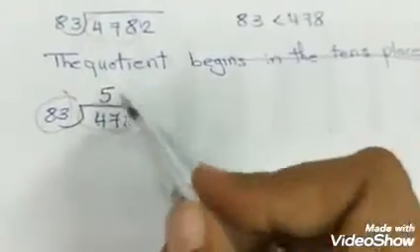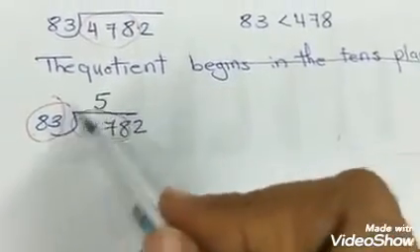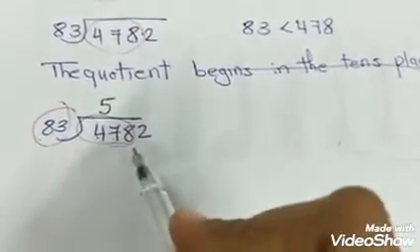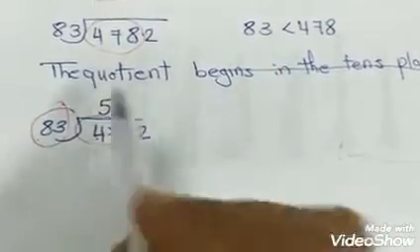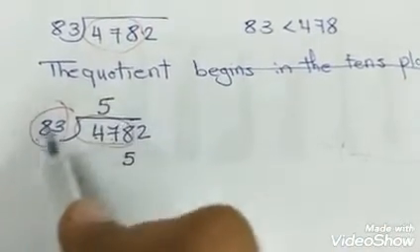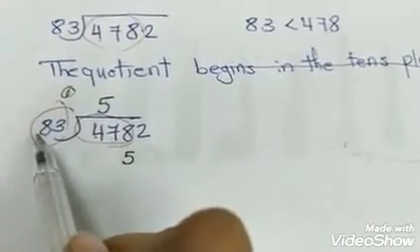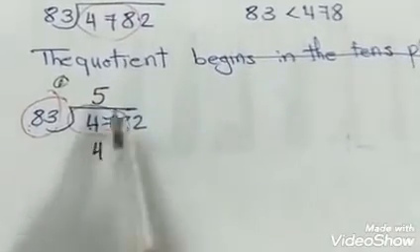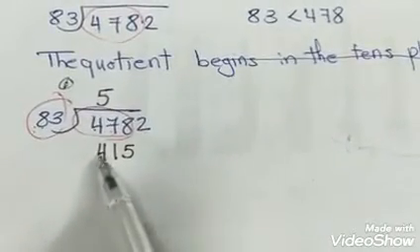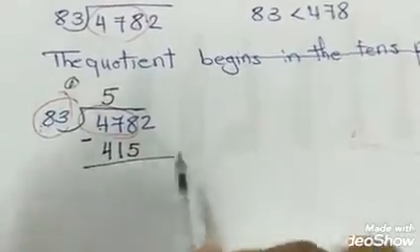Then I will multiply the 5 by 83. 5 times 3 equals 15. Put the 5 and carry 1. 5 times 8 equals 40, plus 1 is 41. Yes, the trial is correct because 415 is less than 478. So I have to subtract.